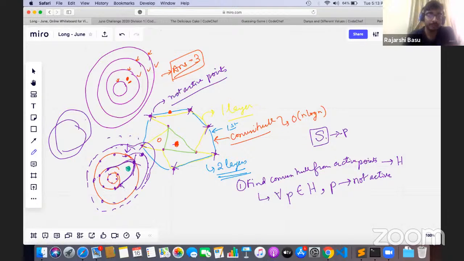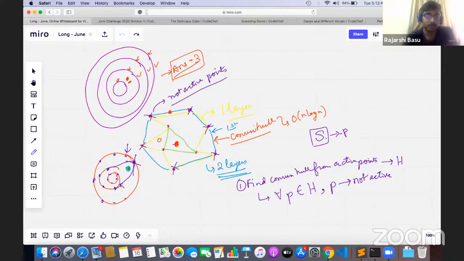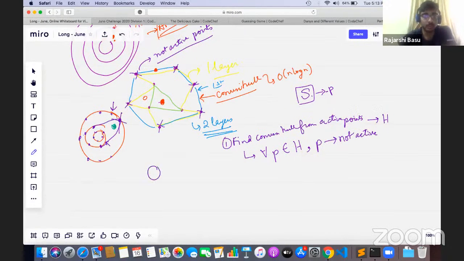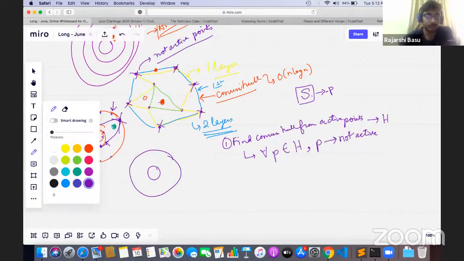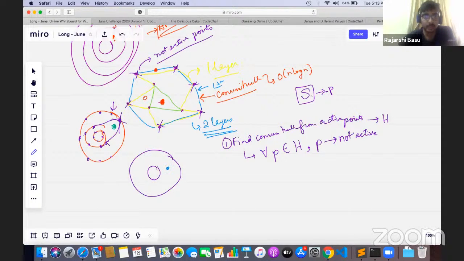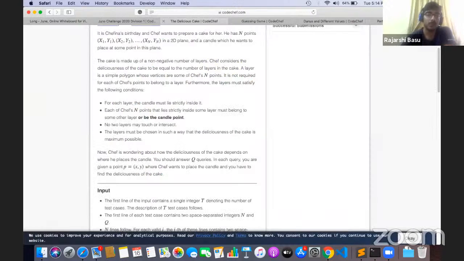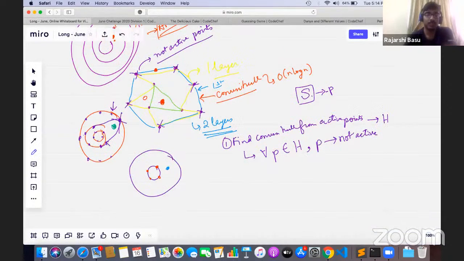Now, in this scenario, so let me just try it again. So let's say this is your candle point, and there were some points here. Now the question is, doesn't this violate rule 2? Because in rule 2 it said that every point that lies inside a layer must belong to some other layer. So this seems to violate that rule, right?